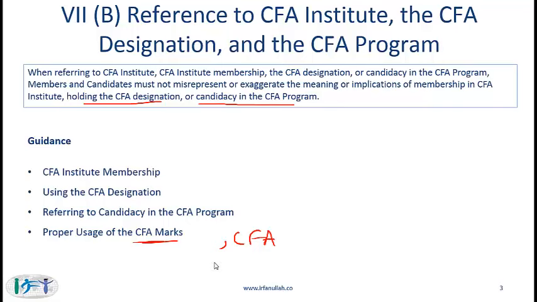So saying the following is correct: he is one of 2 CFA charter holders in the company. So notice we are saying CFA charter holder. So the CFA is an adjective. The following is not correct: he is one of 2 CFAs in the company. Here CFA is being used as a noun, which is not appropriate. And this is a mistake that happens quite often, where somebody says that he's a CFA or I am a CFA. That, according to Standard 7B, is not an appropriate usage of the CFA mark.